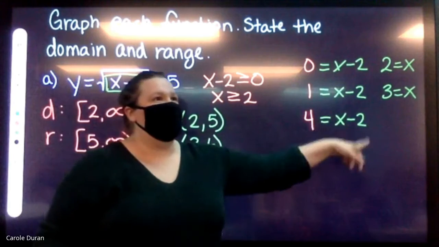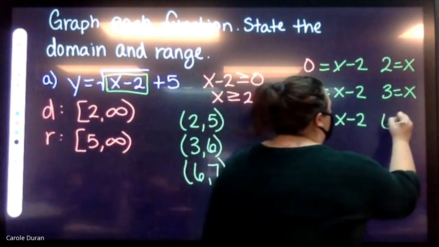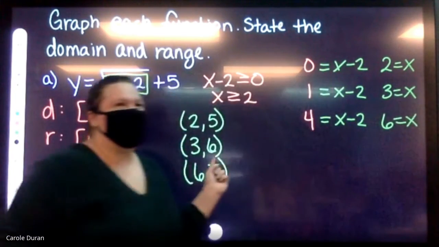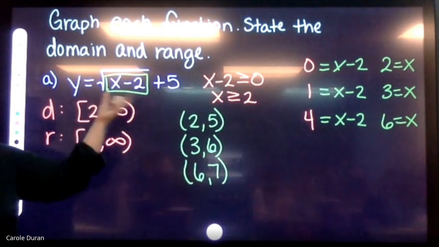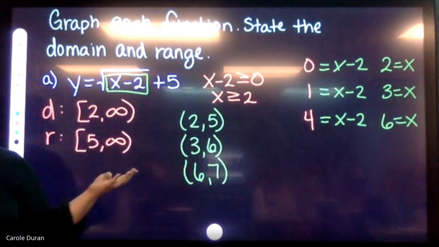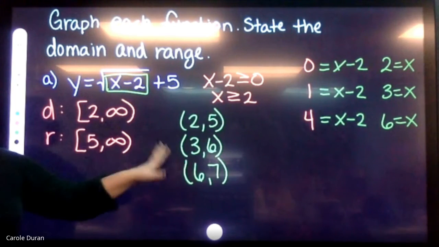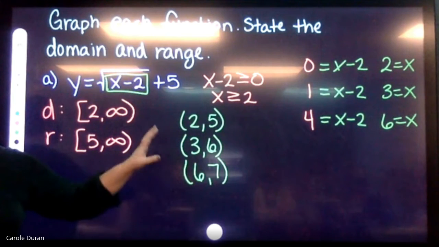Same thing on the 4. I add the 2 over, and I get x equals 6. Wanna bet that's the third point that we found? So by setting what's under the radical equal to 0, 1, and 4 and solving, it tells me the x values I will be plotting for my specific radical.